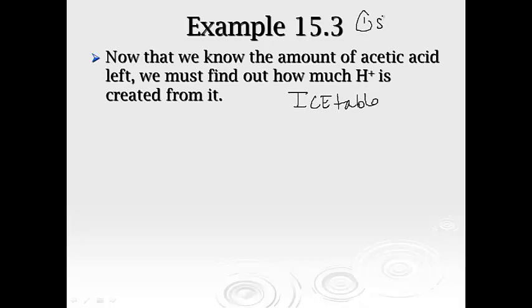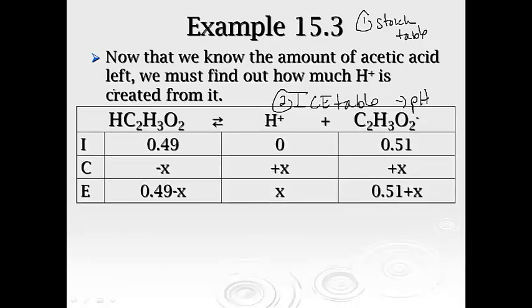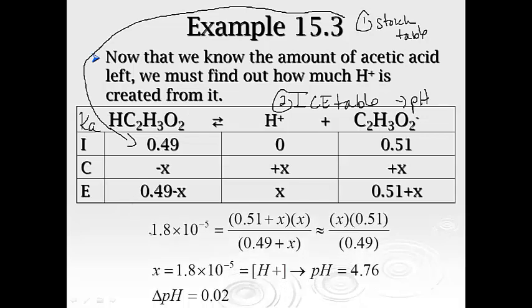Okay, so we had to do a stoich table first to figure out what we were going to lose. Now we're going to do our ICE table in order to figure out the pH and how much acid dissociated. So these are just the amounts that we got from the stoichiometry chart on the last slide. So we had 0.49, 0, 0.51, because now we got to go back to our regular old Ka problem and figure out how much acid dissociated.